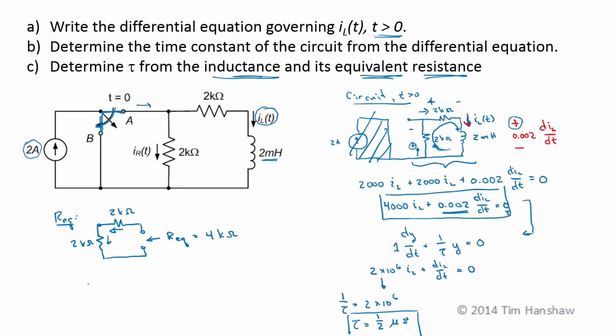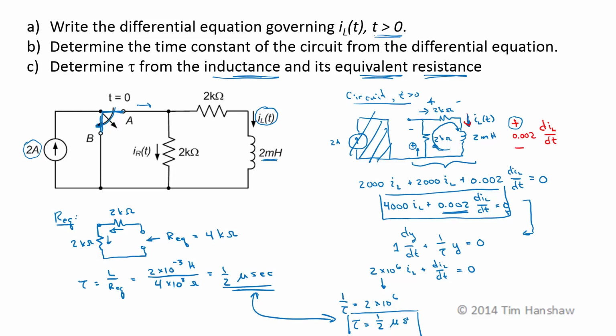For an RL circuit, tau is L over Req, which is 2 millihenries, so 2 times 10 to the minus 3rd henries over 4 times 10 to the 3rd ohms, which is 1 over 2 times 10 to the minus 6, which is 1/2 of a microsecond.